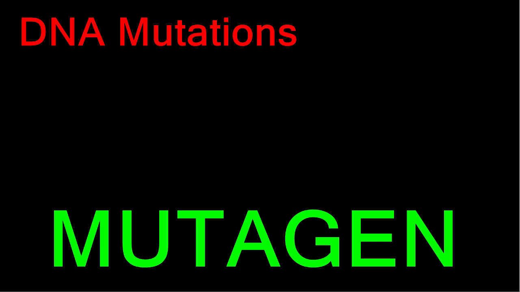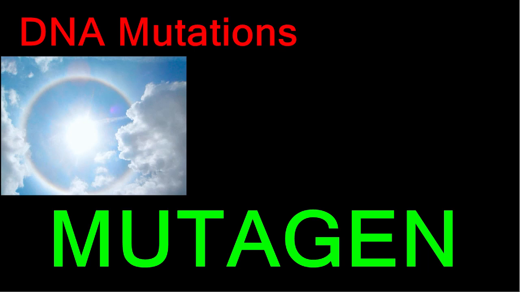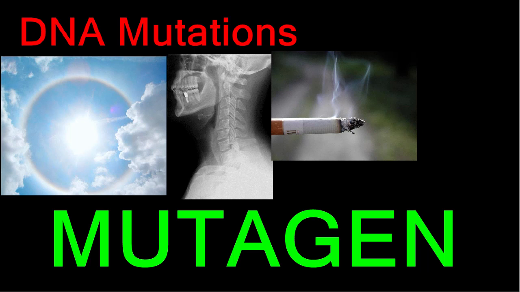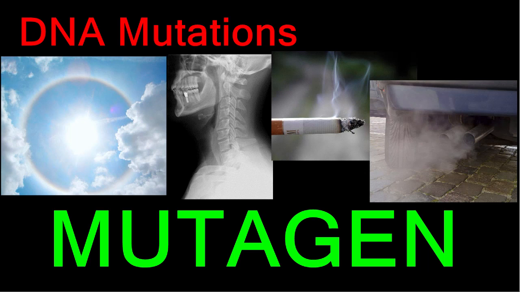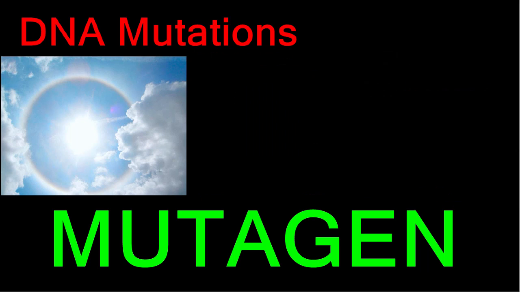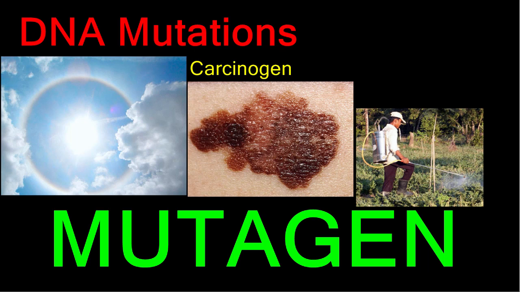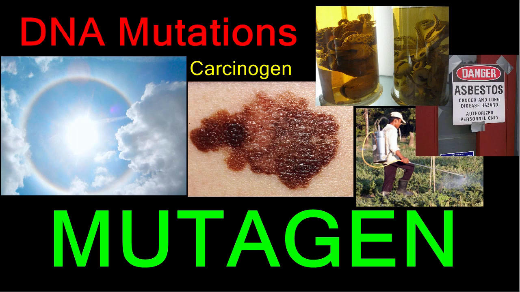Specific examples of mutagens include UV light, X-rays, certain chemicals in cigarette smoke, and carbon monoxide from car exhaust. Mutagens that specifically lead to cancer are called carcinogens. UV light, for example, is a carcinogen that causes skin cancer. Other examples of carcinogens are pesticides, asbestos, and formaldehyde.